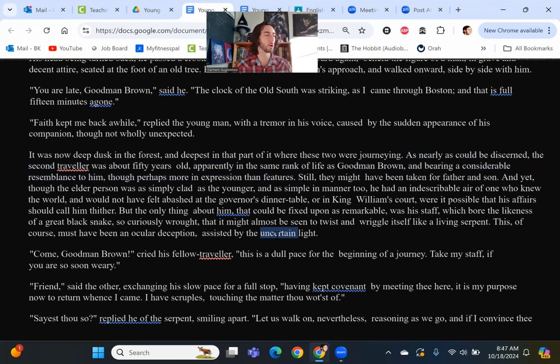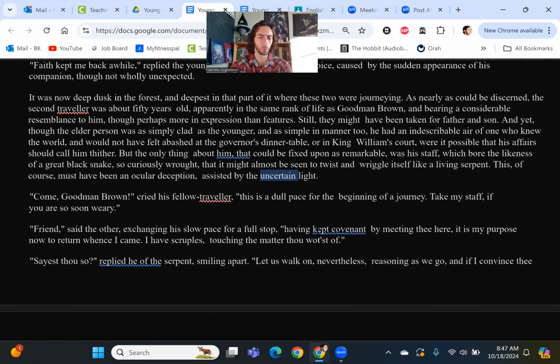Okay, so this man appears, looks like Goodman Brown, looks like an older version of him, knows the world in his appearance, apparently, has this big staff, or apparently a staff that looks like a black serpent. Okay. "Come, Goodman Brown," cried his fellow traveler. "This is a dull pace for the beginning of a journey.